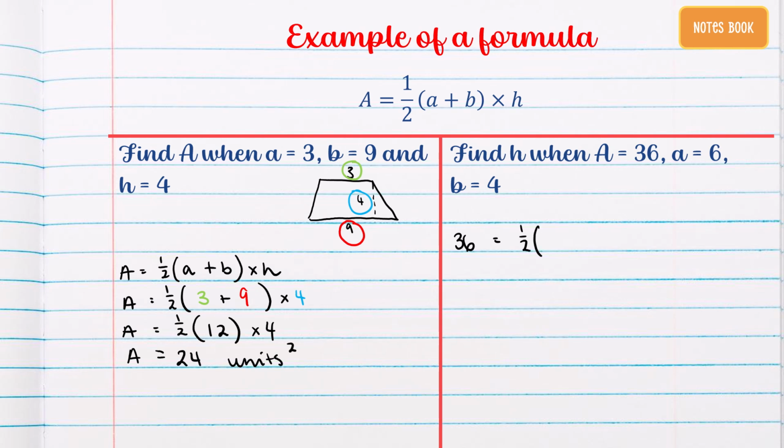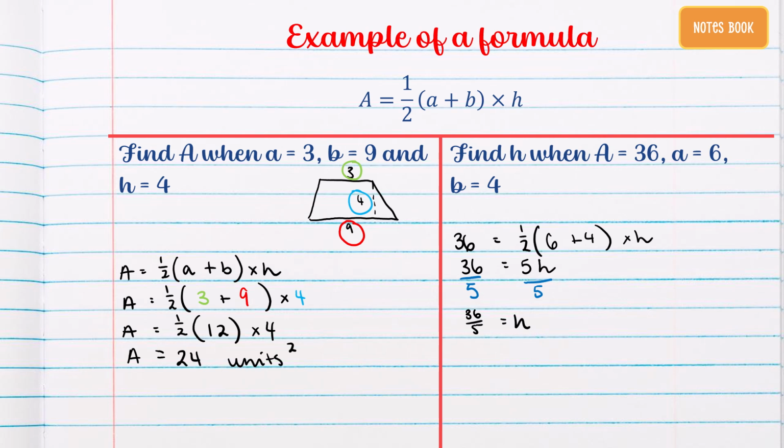Then I've still got my half times A plus B. So A being 6 and B being 4. And we're going to times that by our height. Then you're just following through and solving like normal. Now 6 plus 4 is 10, and half of 10 is 5, multiplied by height is H. Then we're going to divide both sides by 5. And that's going to give me 36 over 5 is equal to H, remembering to leave our answer as improper.